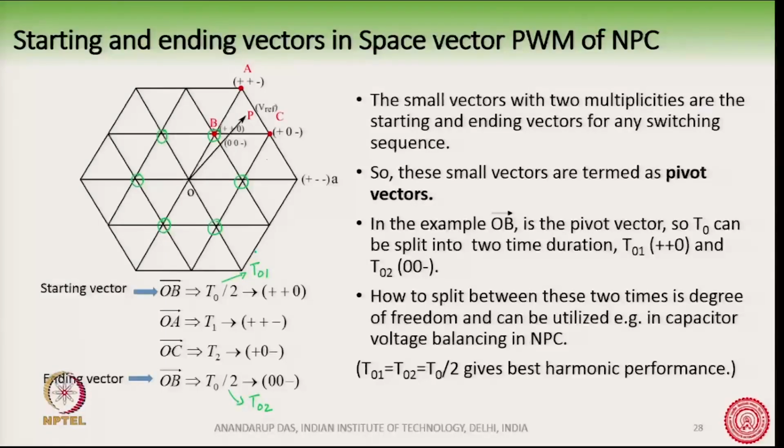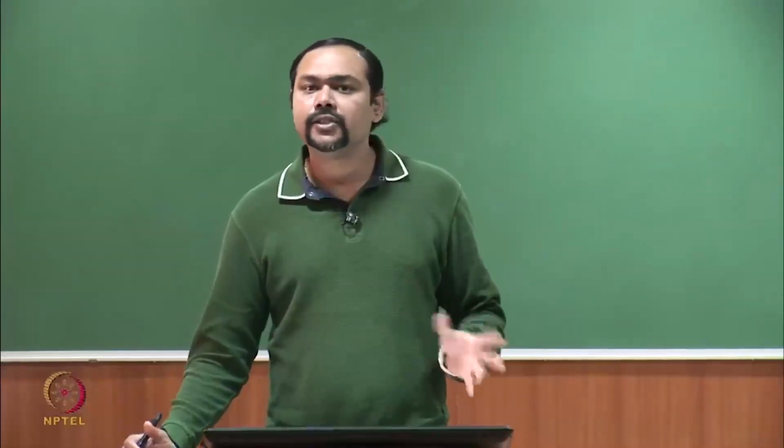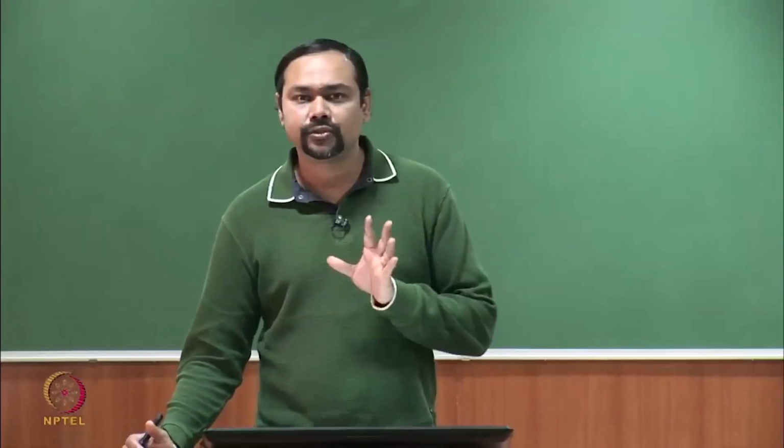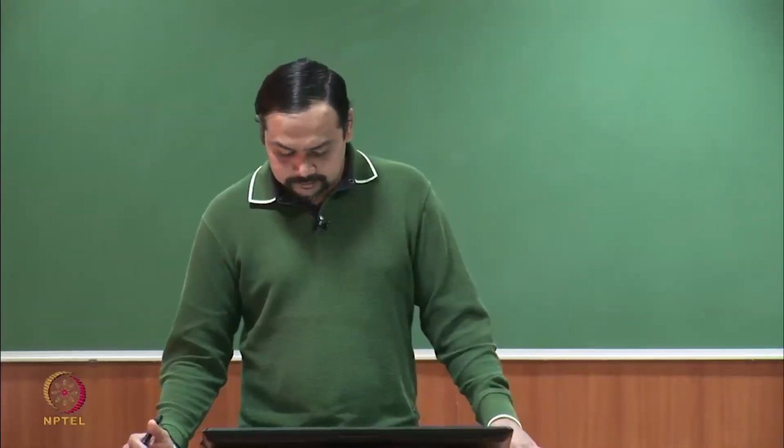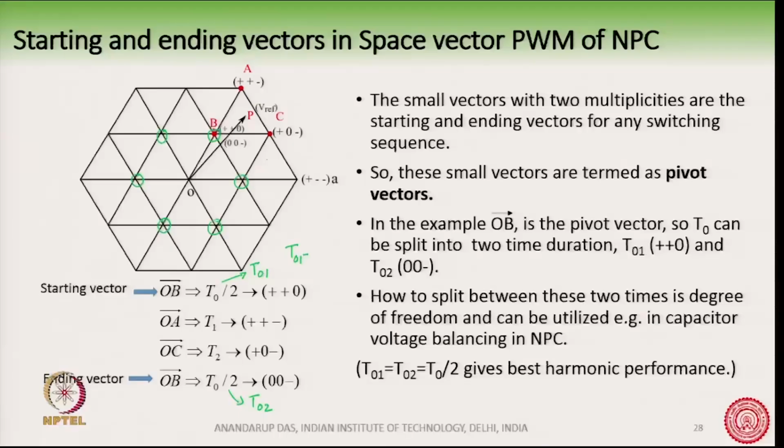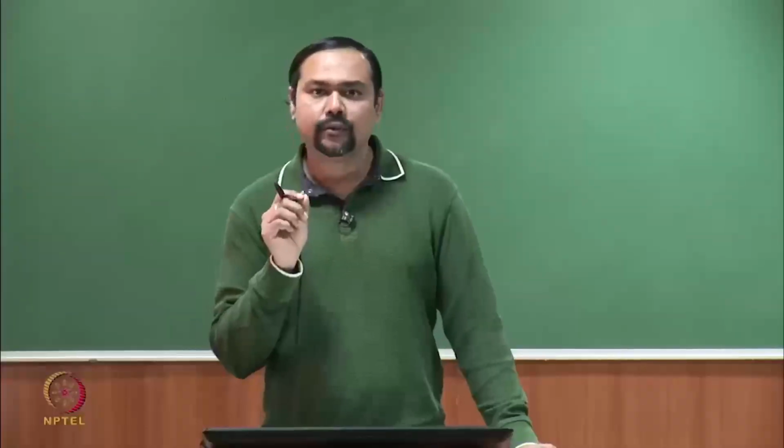We can choose any value of T01 and T02 as long as T01 plus T02 is equal to T0. As long as this is satisfied, we are fine with it. Later, when we do the capacitor voltage balancing or the neutral point voltage balancing of NPC, we will utilize this degree of freedom. We will see that by manipulating T0, this total zero vector, into T01 and T02 and making them unequal can help us balance the midpoint voltage of NPC.